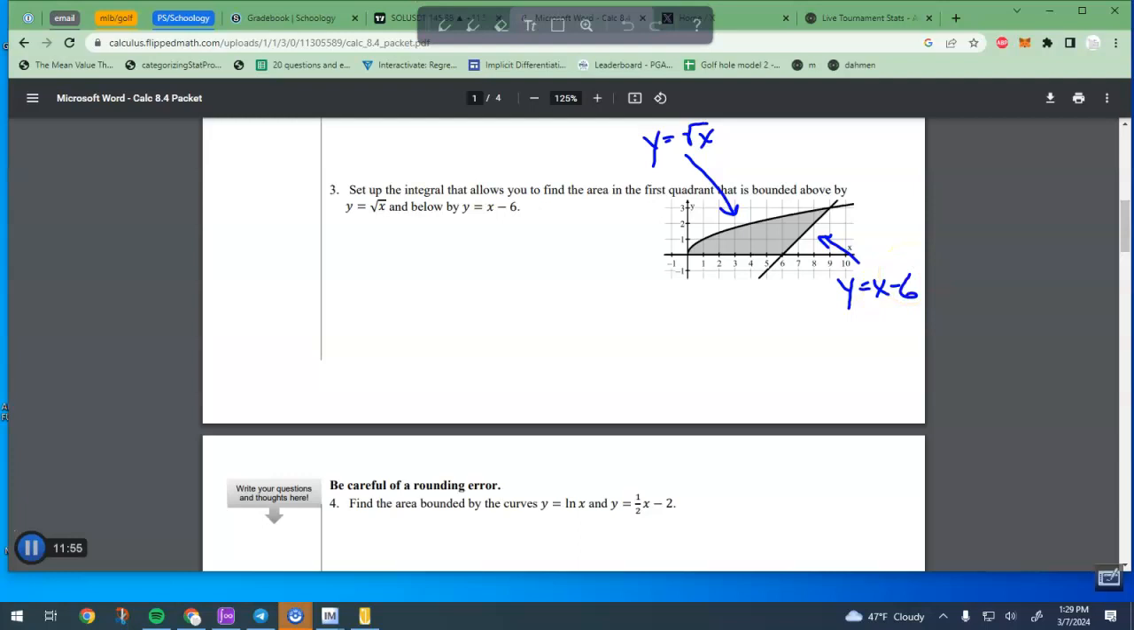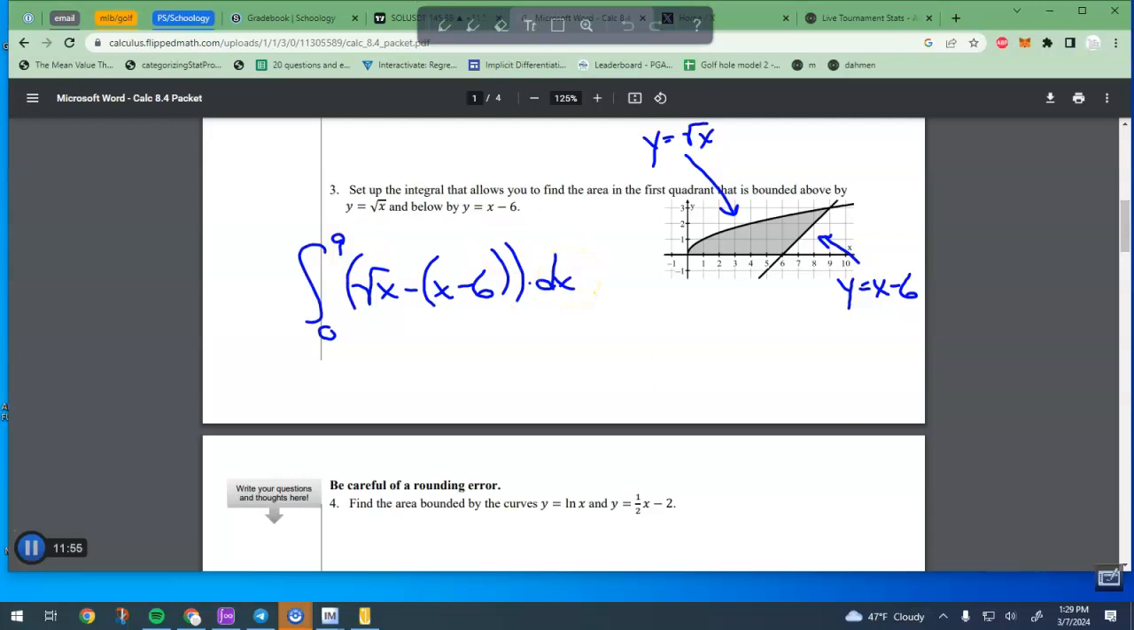So don't write this down because this is wrong. But some people will tell me this. They're going to go, okay, well the left hand is 0. It goes all the way over to 9. So between 0 and 9, the top equation is my square root of x, minus the bottom equation is my x minus 6.